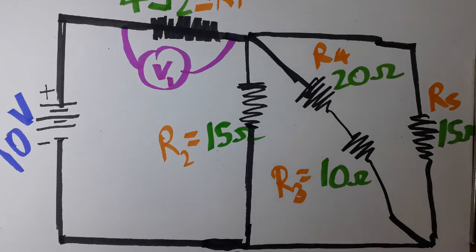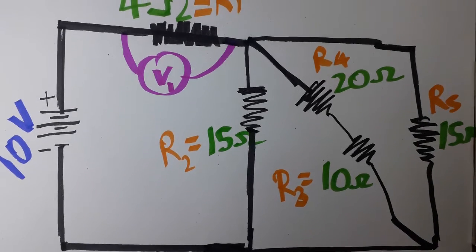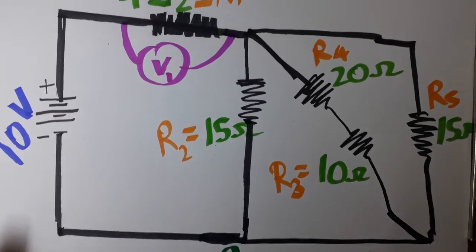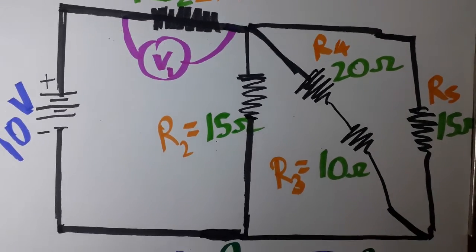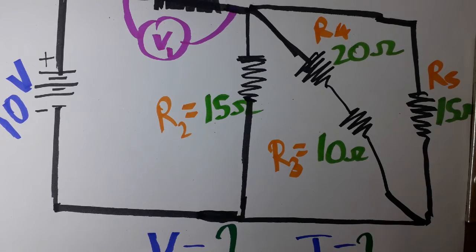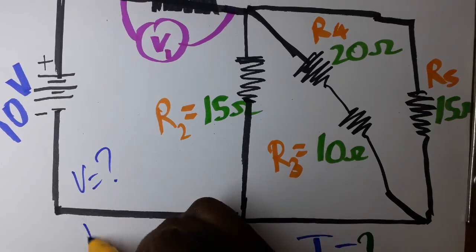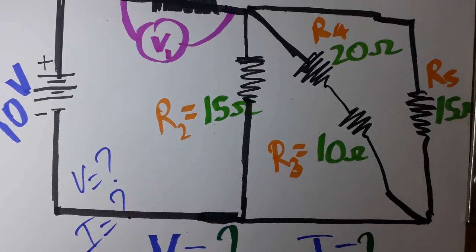Friends, today we are going to see what voltage is produced across each resistance, and also what current is produced in each resistance. Okay, so what voltage is going to be produced at each resistance? Voltage is equal to question mark and current is equal to question mark for each resistance.